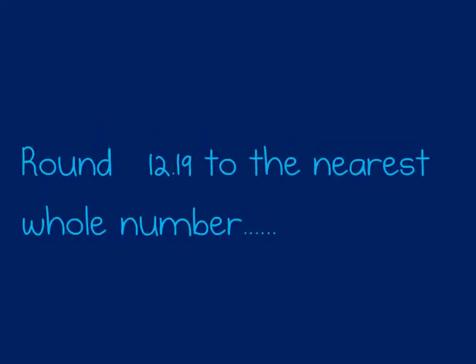Let's round 12.19, or 12 and 19/100ths, to the nearest whole number. And probably one of the easiest ways to think about that is to make 12.19 into $12.19. And then we're going to round it to the nearest whole number. $12.19 to the nearest whole number. The whole numbers are right here. This is the ones column.